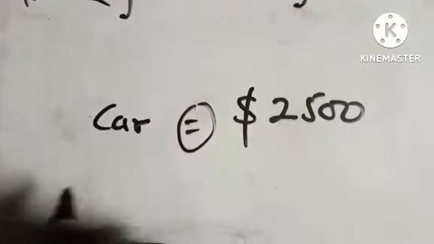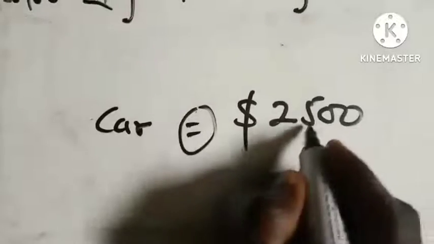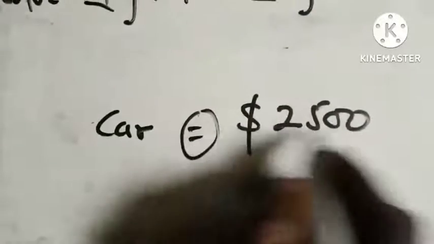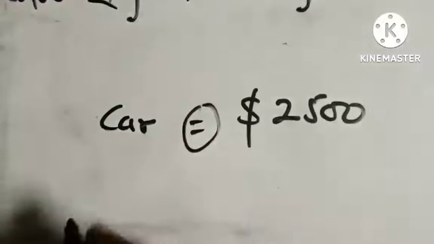Equal to means whatever you are having here should be equal to whatever you are supposed to be. It should be the same. The value of this one should be the same as the value of this one.